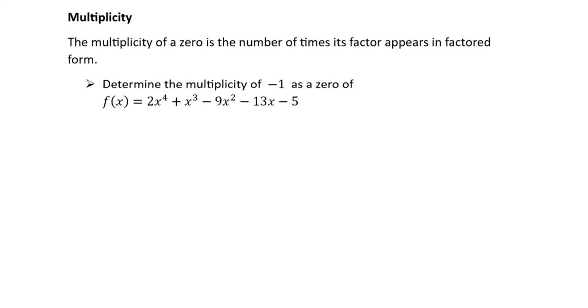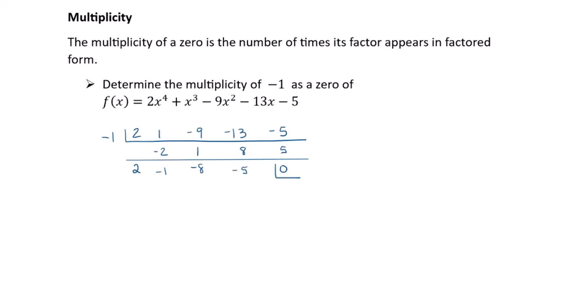Multiplicity. The multiplicity of a zero is the number of times its factor appears in factored form. So let's determine the multiplicity of negative 1 as a zero of f of x, the function that we just worked on. We've already determined that negative 1 was a zero. So what we'll do is write this polynomial in partially factored form. x plus 1 we know is a factor.